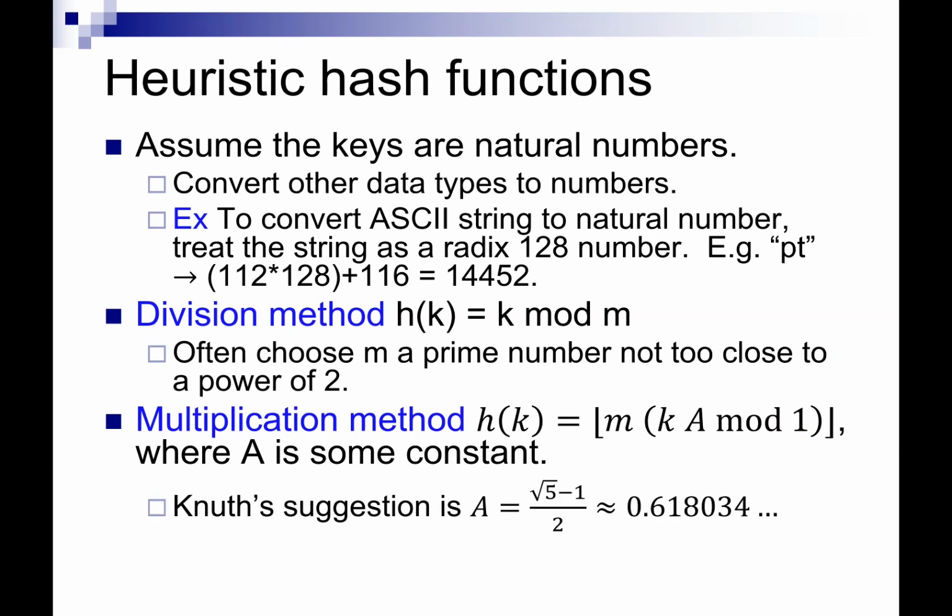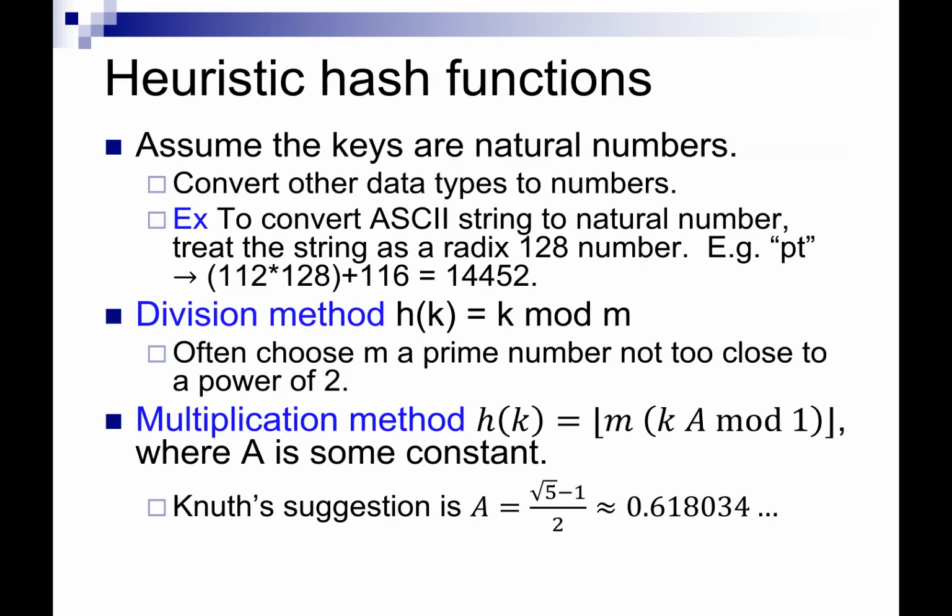Okay, so we can pick A to be basically anything we want, but there was a suggestion by Don Knuth to pick A to be equal to this. Sorry about that. Okay, so his suggestion was to pick this number. I'm not sure why he made this suggestion, but anyways, you can go look up his reason for doing this. And if you do this, then by taking different keys and multiplying by this A, taking the fractional part, and then multiplying by m, the table size, this will let you produce any number between 0 and m minus 1.